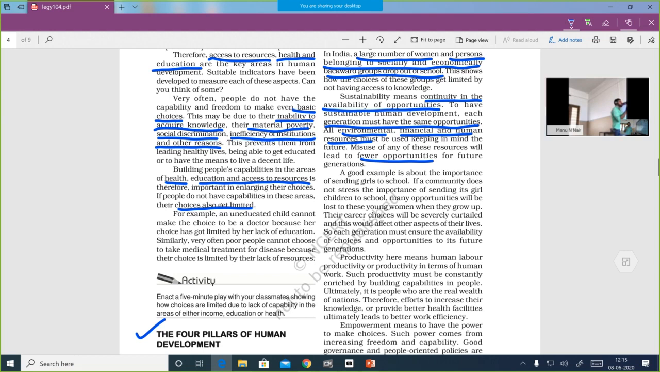We have to think about our future generation also, about all the things which we have got now, we have to provide them to our future generation also. A good example is about the importance of sending girls to school. Here they are giving an example of sending girls to school. If a community does not stress the importance of sending its girl children to school, many opportunities will be lost to these young women when they grow up. Their career choices will be severely curtailed, and this would affect aspects of their life. So each generation must ensure the availability of choices and opportunities to its future generation.